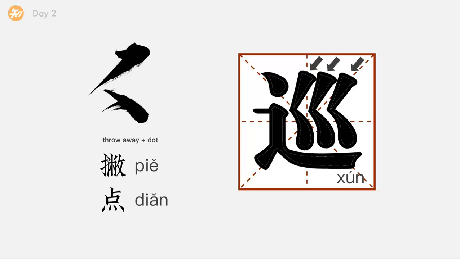Read after me. 撇点. Notice that there is a sound change here, because 撇 and 点 are all in the third tone and next to each other. So the first one changes into the second tone. One more time. 撇点.